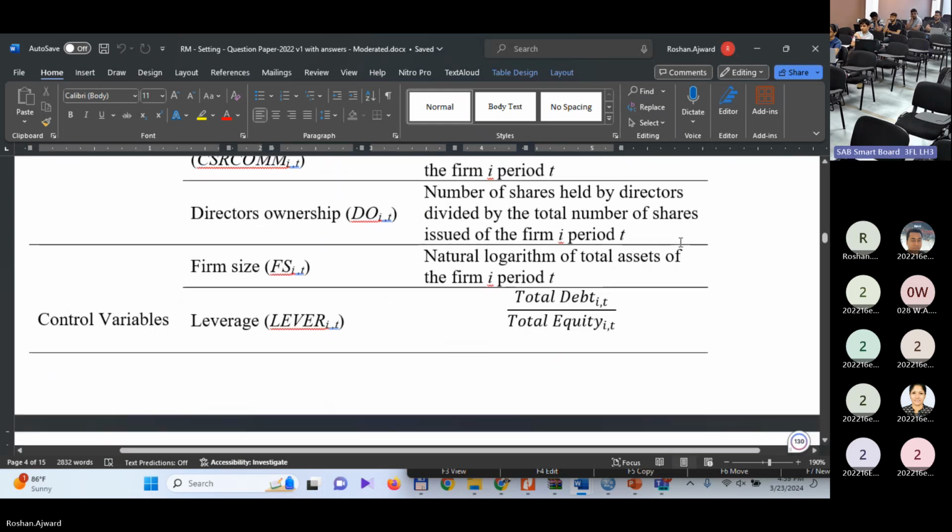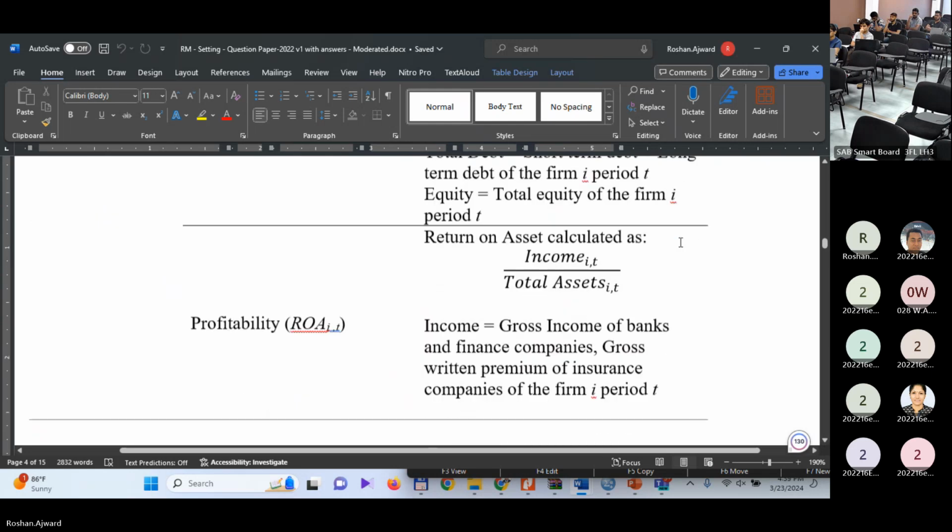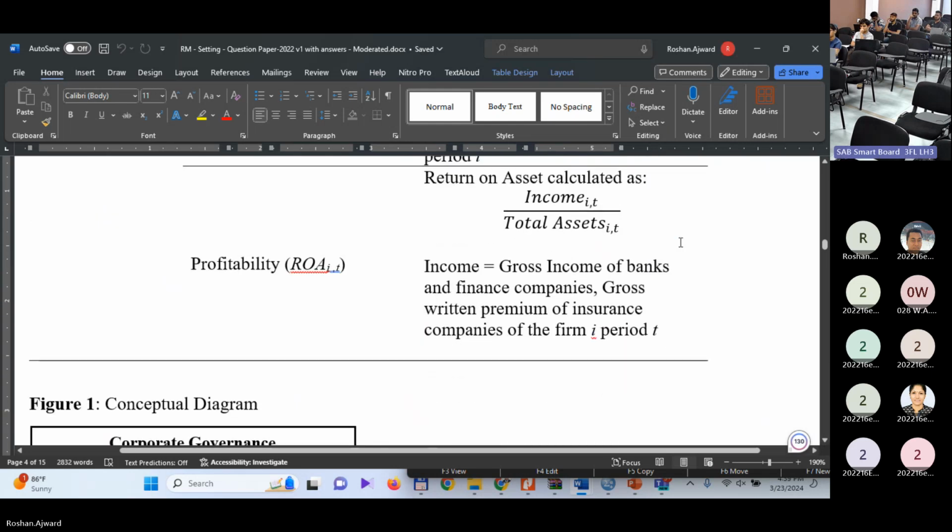For the next one, firm size, it's FS. So the larger the firm, the better the disclosure. So expand your firms. Get more resources, then you can disclose more information. Then also, what was the next one? It was ROA. Increase the profitability, then you can disclose more. If you have more resources, you can disclose more information. Those are the answers for this question.